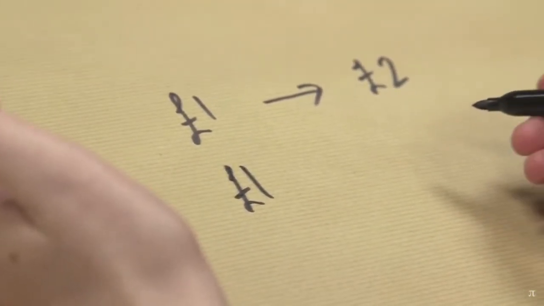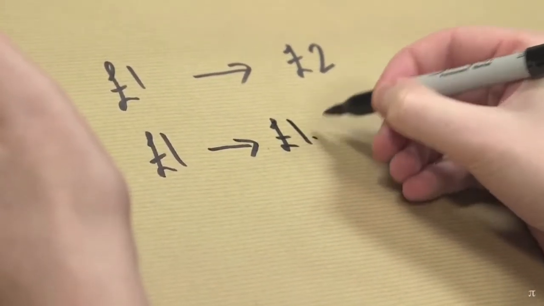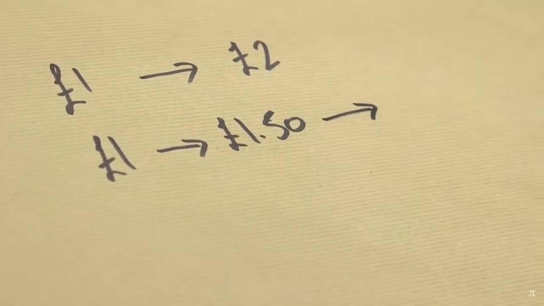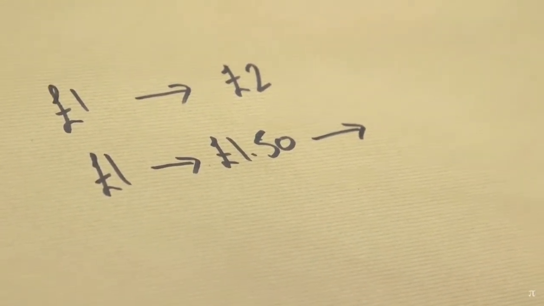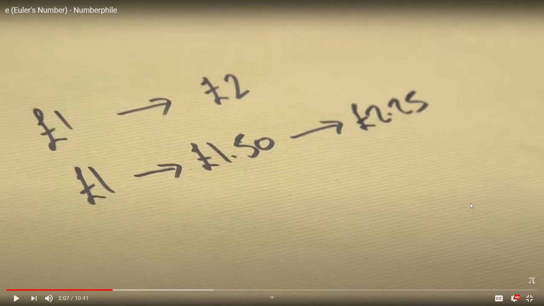What if I offered you instead 50% interest every 6 months? Now, is that better or worse? Well, let's think about it. Okay, you're starting with £1, and then I'm going to offer you 50% interest every 6 months. So after 6 months, you now have £1.50. And then you wait another 6 months, and you're earning 50% interest on your total, which is another 75p. And then you add that on to what you had, so it's £2.25. Better. So that's what compound interest is.